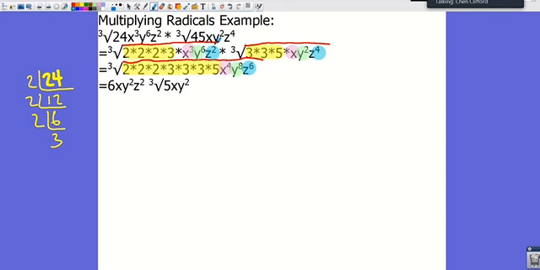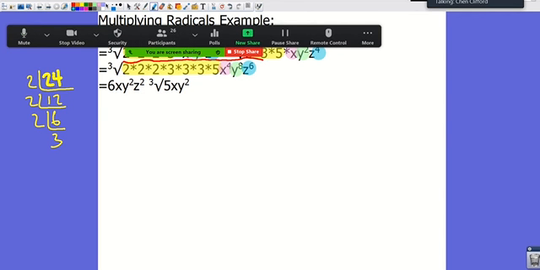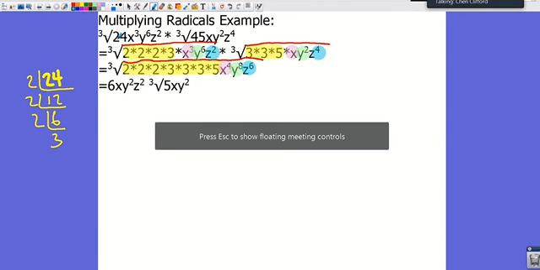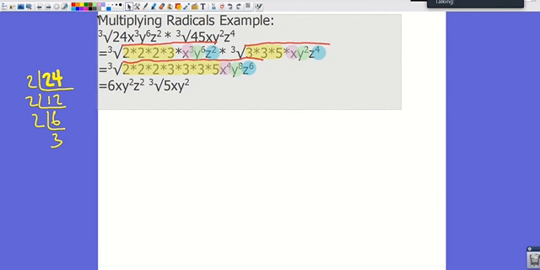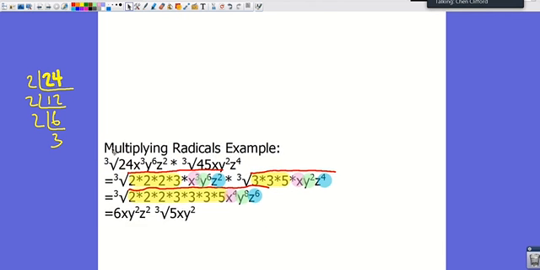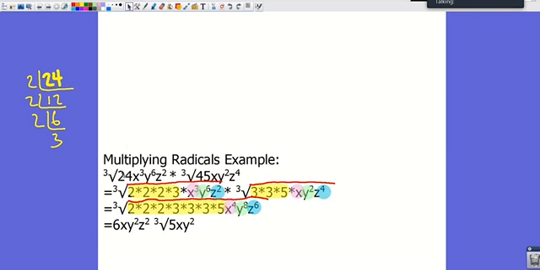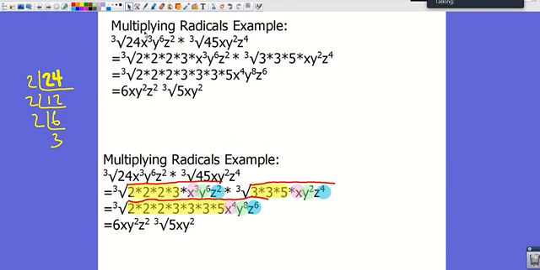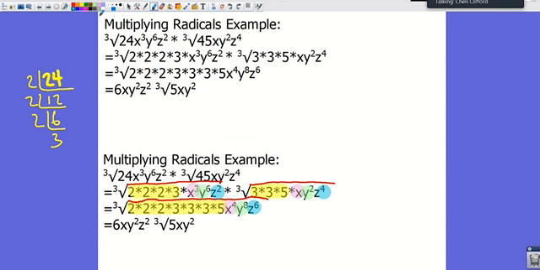So to recap, the first step is to break down the 24 here. I'll copy and paste it right here. The first step is to break down the 24 into that and the 45 into that, using the ladder that I taught you already.